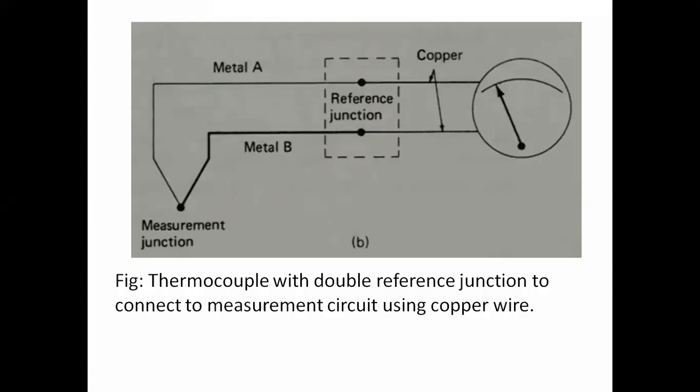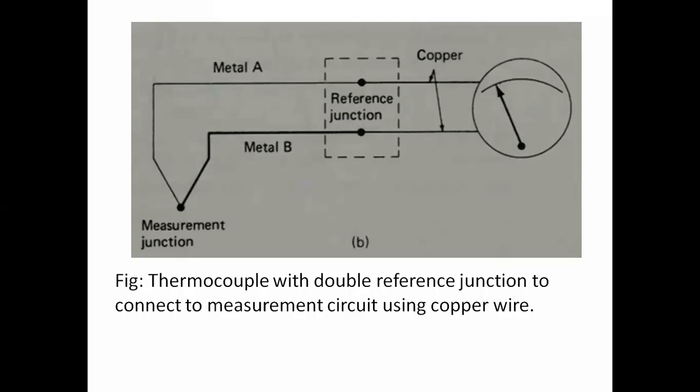One more thing: in industries, this thermocouple is far away, near some boiler or other points, but we have to obtain the output voltage from that particular place to our control room. In the control room we can get the output voltage. For that purpose, we have to use copper wire again, so the entire distance we are using copper wire.